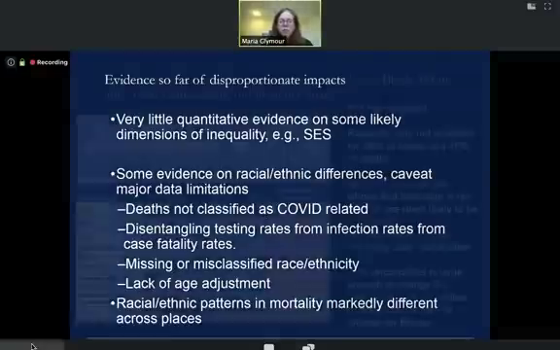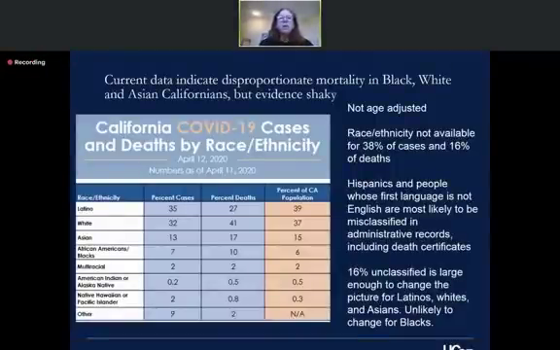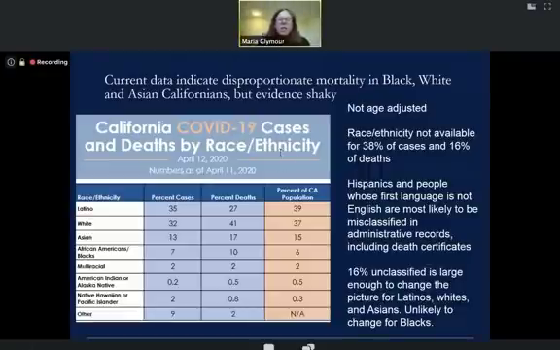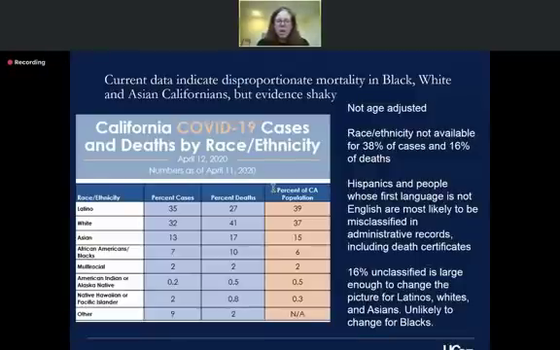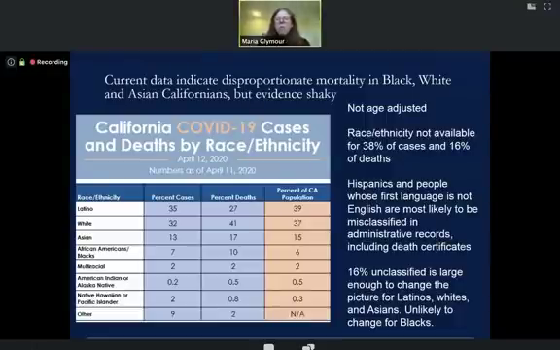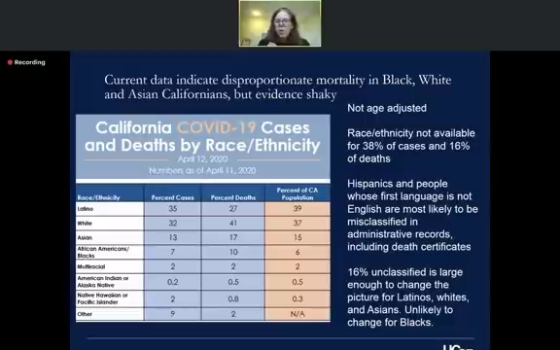Next slide. So if we look at California, and I'm going to ask you to focus on the right two columns here, the percent deaths compared to percent of the California population in each racial ethnic group. What we see is that Latinos are underrepresented compared to their proportion in the California population. Whites, Asians, African Americans are overrepresented. Caveat that these are not age adjusted, and also about 16% of deaths have no racial ethnic classification as of yet. We do know that there are differences in the likelihood that race ethnicity is misclassified in administrative records, including death certificates. And specifically, Latinos are one of the groups most likely to be misclassified. So if you actually account for the 16% of deaths that have not yet been classified, it can entirely change the picture for Latinos, whites, and Asians. However, even with any plausible redistribution of those cases, you still see a disparity for Blacks.